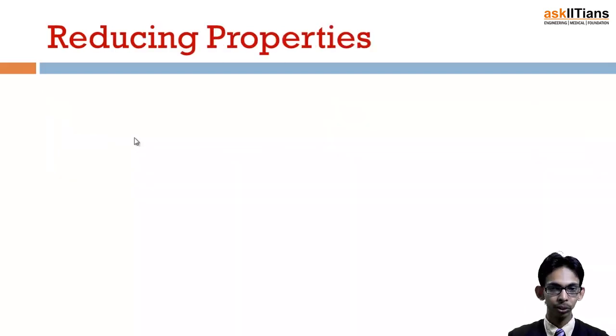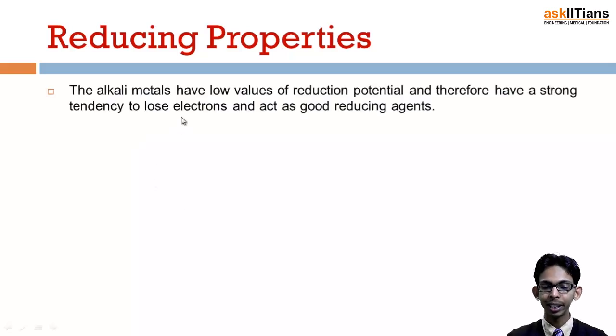Next is reducing properties. Actually, we know that metals, alkali elements can easily release electrons. That means they easily get oxidized. That means they are reducing agents, and they are very good reducing agents. The alkali metals have very low values of reduction potential. Low value means the greater the negative value of reduction potential, the stronger the reducing agent.